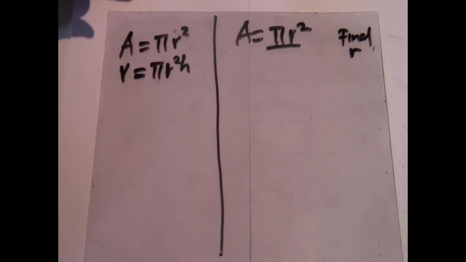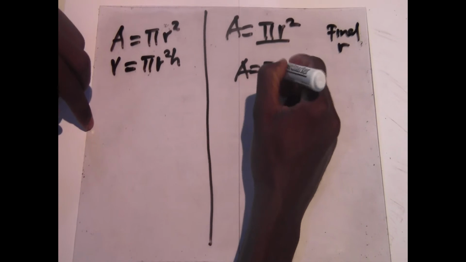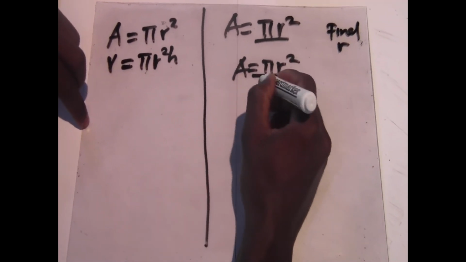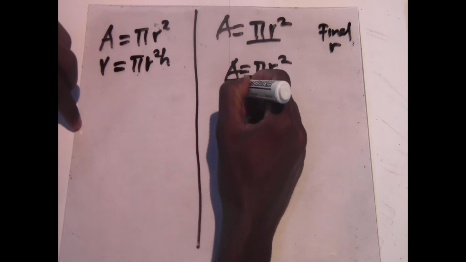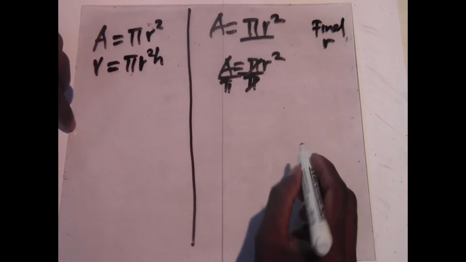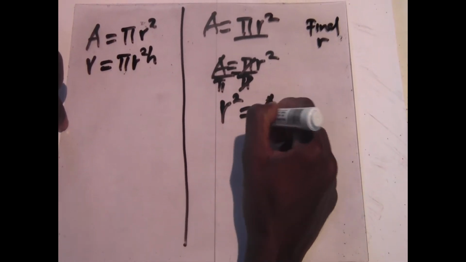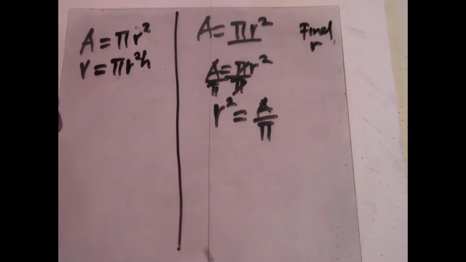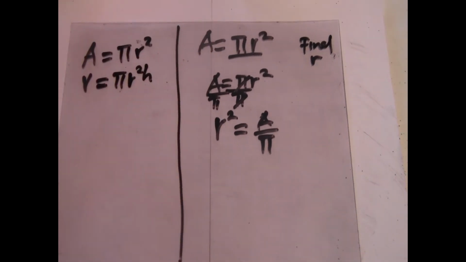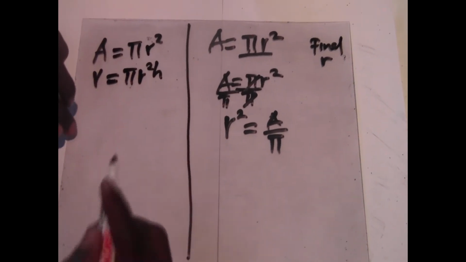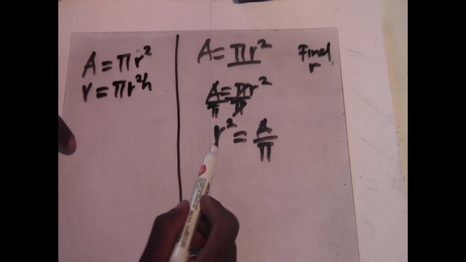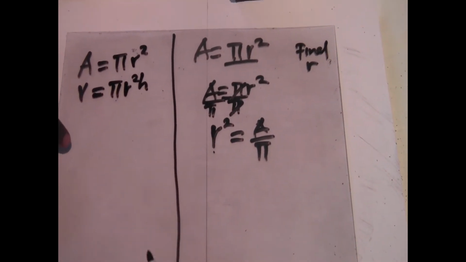So for our first case, this is our formula. What you're going to do first is divide both sides by pi. So A is equal to pi r squared, and you divide both sides by pi. What remains is r squared is equal to area over pi. But to remove this square, when you square root the radius, the square is going to go away.